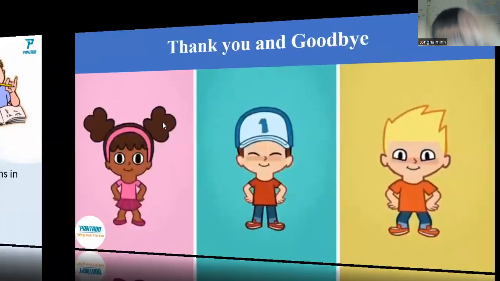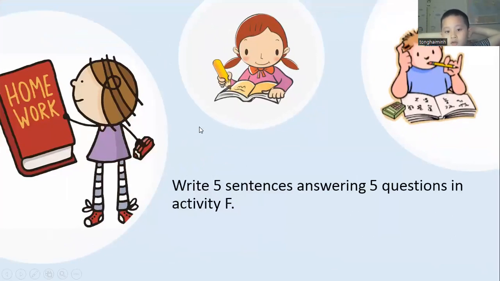Okay, so now Min, you're going to write 5 sentences answering 5 questions in activity F. Okay, so what is your name? Can you please write? Tong Haimin. Okay, you say, my name is Tong Haimin. My name is Tong Haimin. How old are you? 6 years old. You say, I am? I am 6 years old. Okay, great.